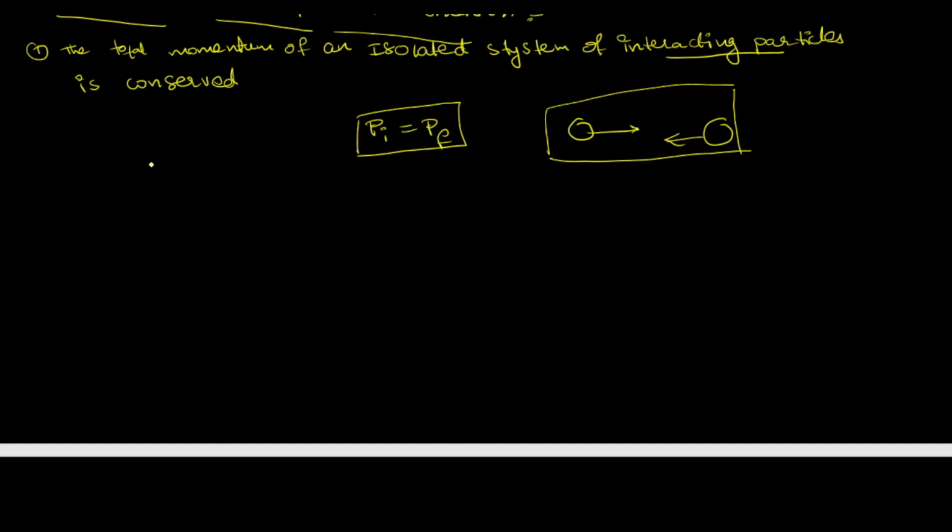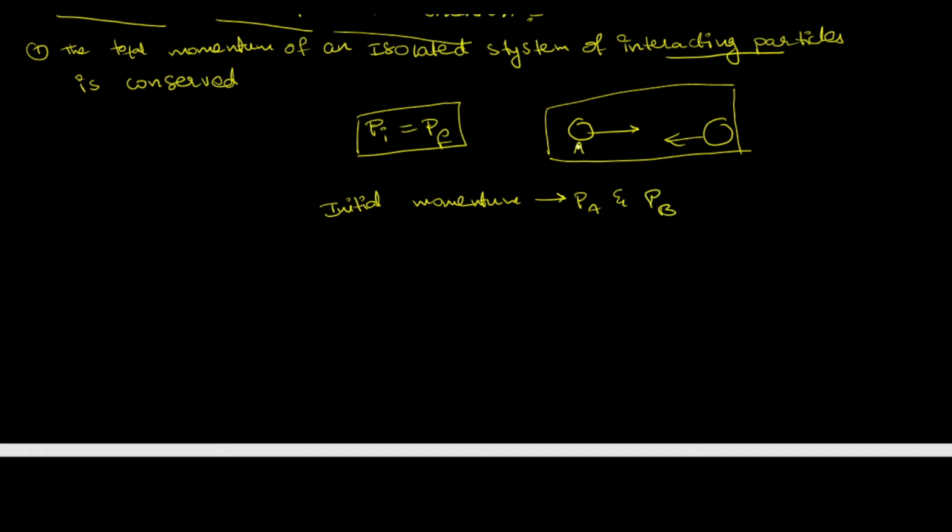Okay, let us consider two particles, and the initial momentum of the particles is PA and PB.